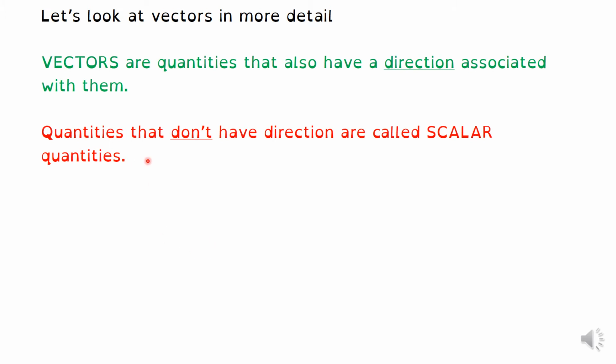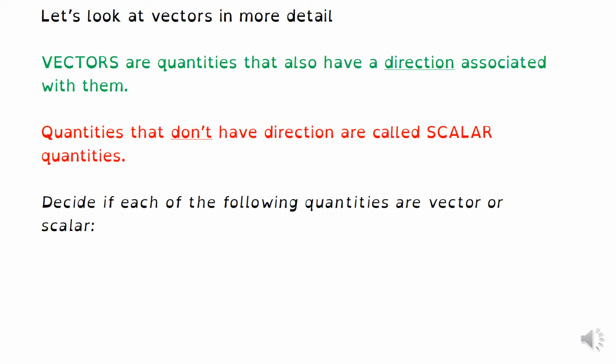Now we have the opposite. Quantities or measurements that don't have a direction are called scalar quantities. So you can pause the video and write those down. And I have a little task for you now.